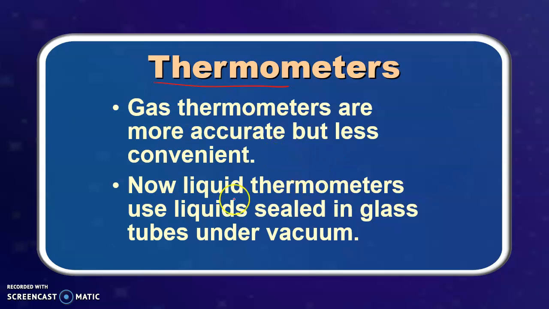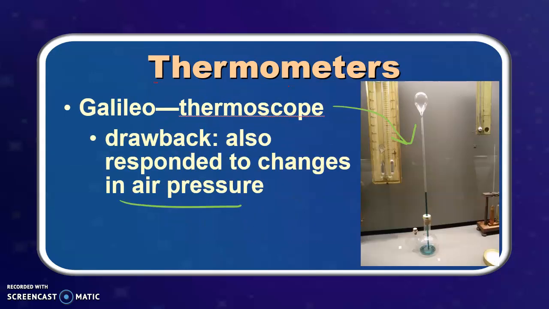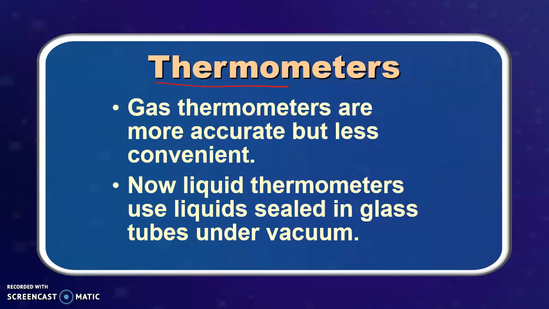So now we use liquid thermometers, which use liquid sealed in glass tubes under a vacuum. These are very common thermometers, used instead of gas thermometers, and definitely instead of a thermoscope. Gas thermometers are accurate, but they're less convenient, and nowadays, 2020, we care very much about convenience. Or if this video is used in the future, whatever year you're watching this, we probably still care about convenience.